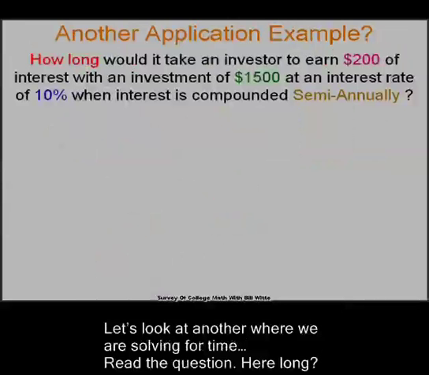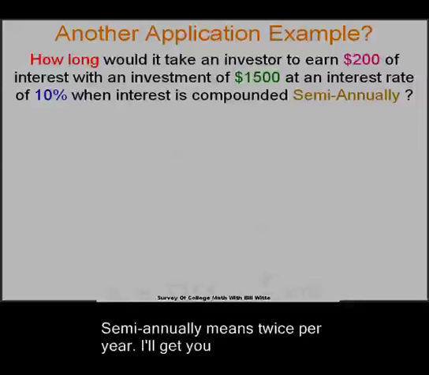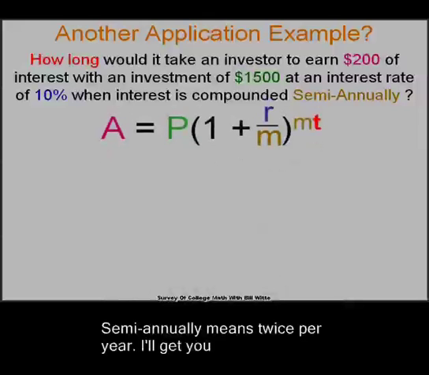Let's look at another one where we're solving for time. There it is. How long? Right away, time. How long would it take an investor to earn $200 of interest with an investment of $1,500 at an interest rate of 10% when the interest rate is compounded semi-annually? That means twice a year. Well, get that old formula for multiple compounding and put in all your numbers.